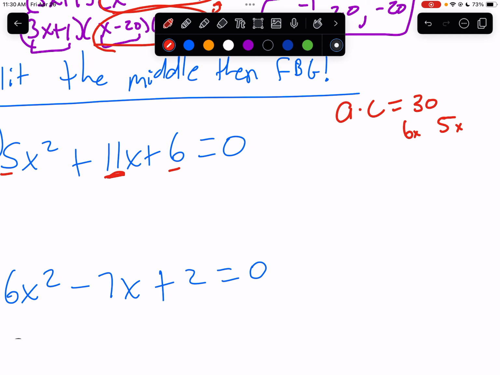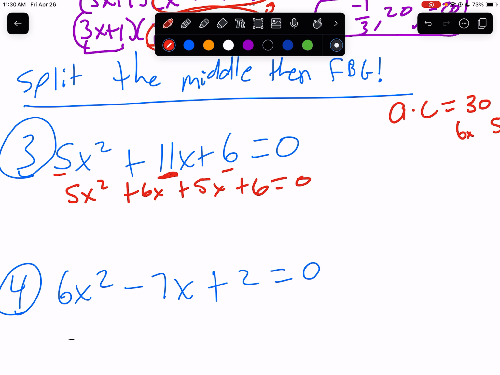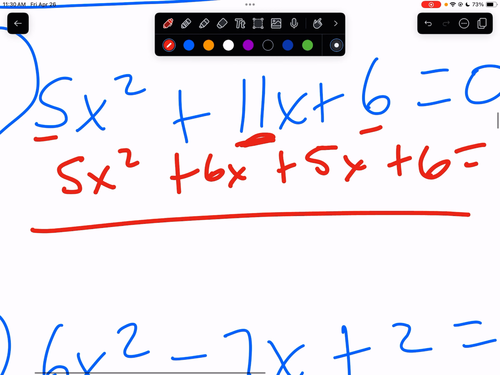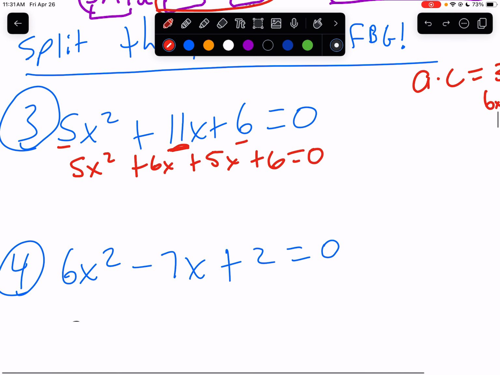All right, so how do we do this? We're going to split the middle. We're going to do 5x squared, and we're going to do plus 6x plus 5x plus 6. Now look closely. If I gave you this red equation and said combine like terms, would it go right back up to the one right above it? The answer is yes. So it's really important that you're not changing the number, you're just splitting the middle. 5x plus 6x is 11x. And now that you have four terms, it's just like the ones we just did.